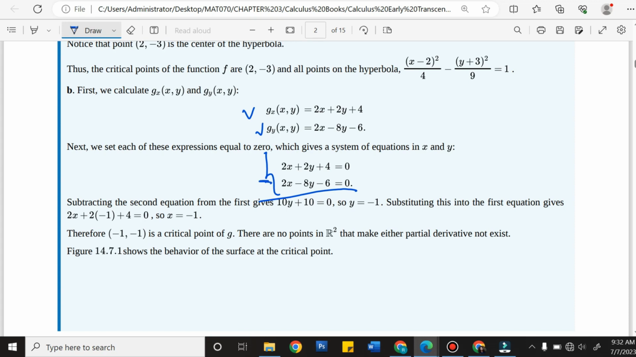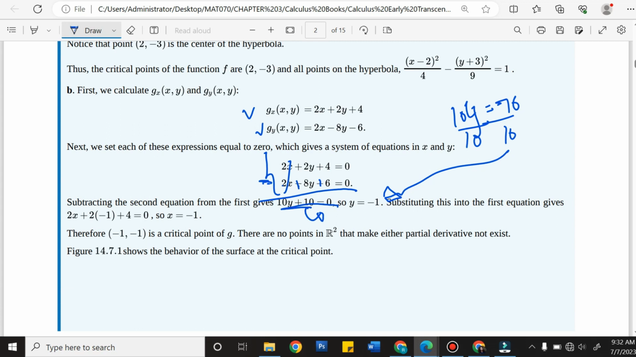So, mag-multiply kung negative dire. Negative times positive is negative. Negative, negative is positive. Negative, negative is positive. So, I will have 0 ang x, 10y plus 10 equals 0. Transpose, I will have 10y is equal to negative 10. You will get y equals negative 1.